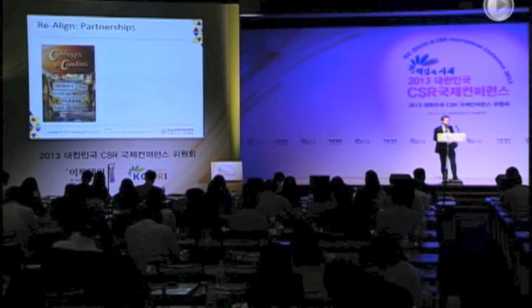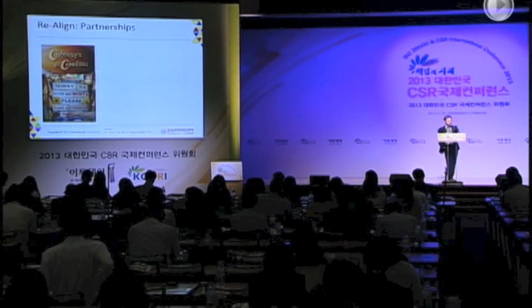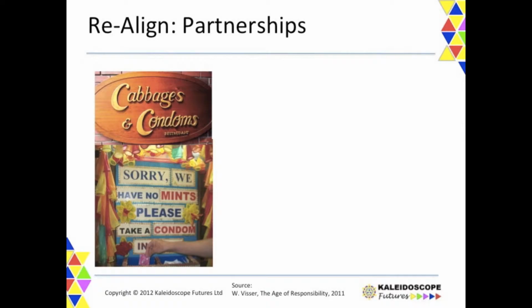On partnerships, there are lots of different ways to have partnerships. This is one innovative case I like to use. Cabbages and Condoms. This is a restaurant in Bangkok. Has anybody been there? It's a very good restaurant and very strange restaurant, because the whole of the restaurant is decorated with condoms. And the whole point of it is to educate people about family planning, safe sex, and the dangers of HIV and AIDS.